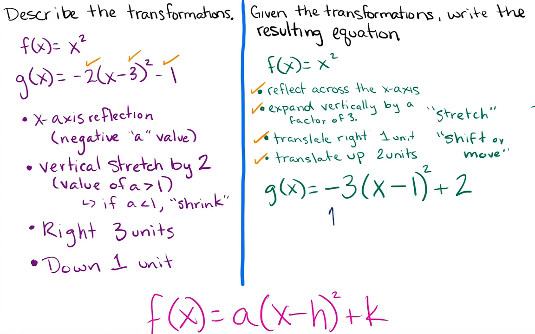So this was the first one, the reflection. This one caused the expansion. The -1 caused the move right. And the +2 caused the move up. Okay? And that's it for that problem. So work on the problems that you have for practice. Try your best to get them right. Best of luck.